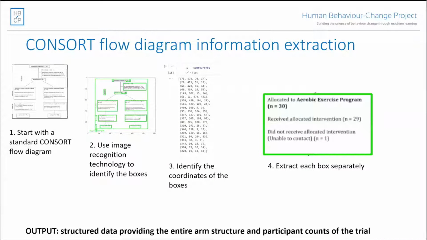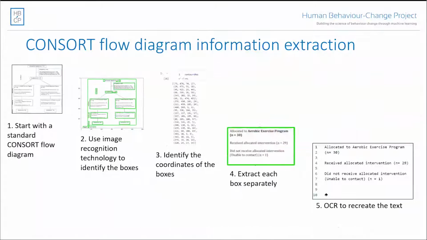So we're able then to take the image and snip out each box. What we do then is send that box, the text in that box, to optical character recognition software, which then turns what is a graphic into text. Whilst we can read the text here ourselves, a computer can't until it's been turned back into normal text. And what that then gives us is the box, the position of the box, and the text in the box.